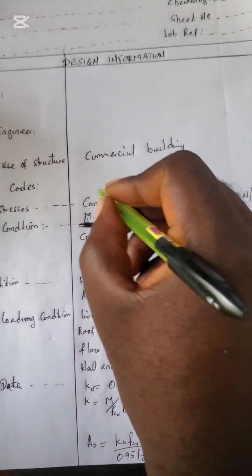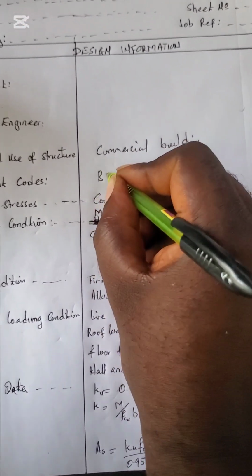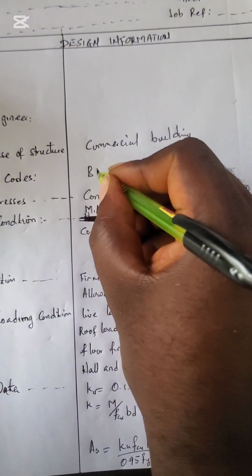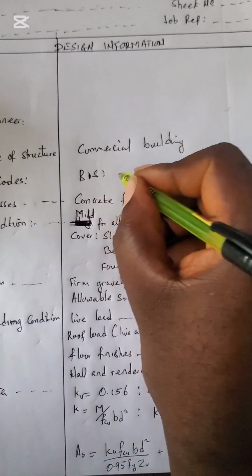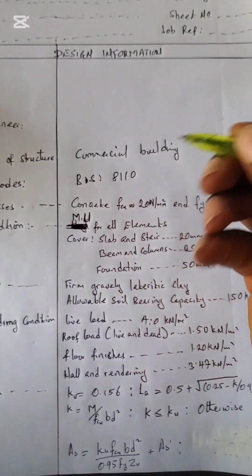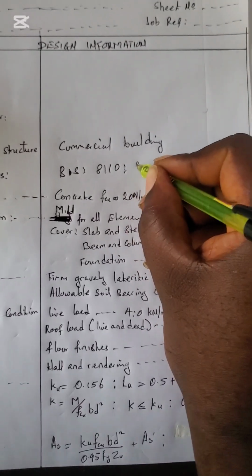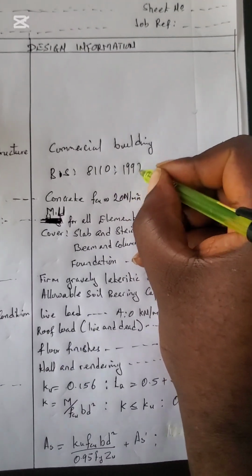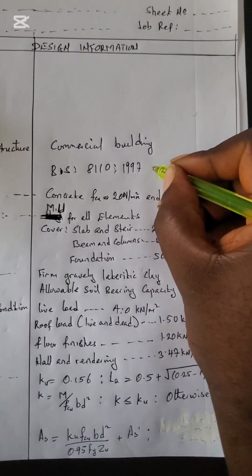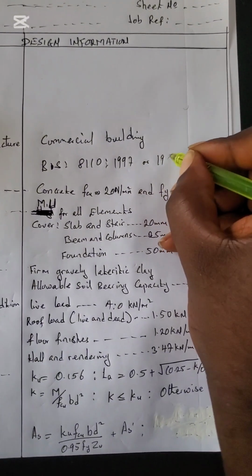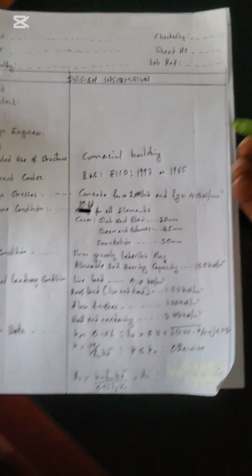Relevant codes, I use BS 8110. You can call it 1997 or 1985, as the case may be. Anyone you wish to use out of them.